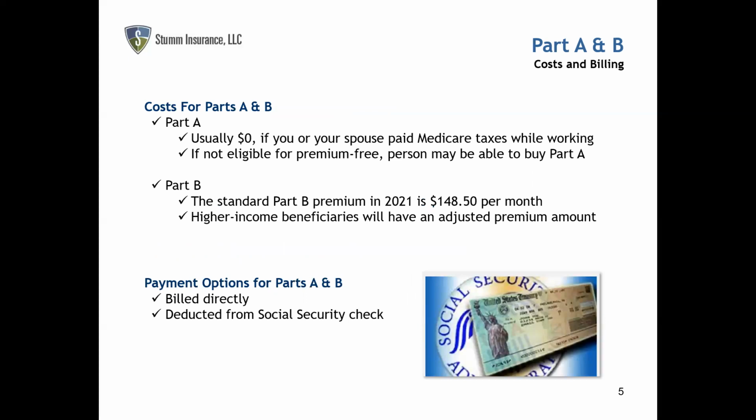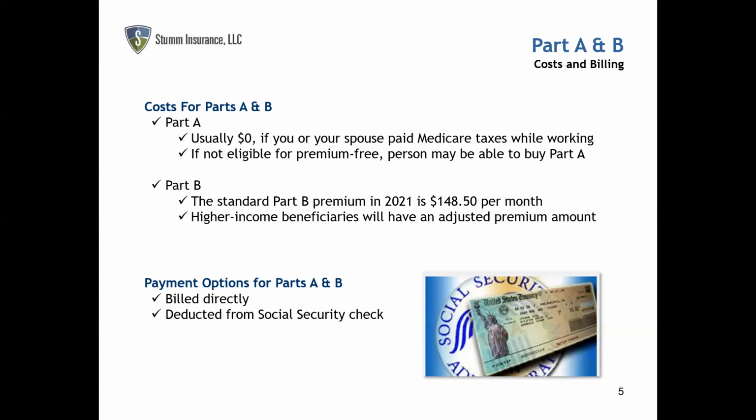The next important topic is how much is everything going to cost? So if we just look at what Medicare charges, I mentioned earlier, Part A is usually $0. If you or your spouse have been paying into Medicare taxes while you're working, then you're eligible for premium-free Part A coverage. The Part B standard rate changes every year.